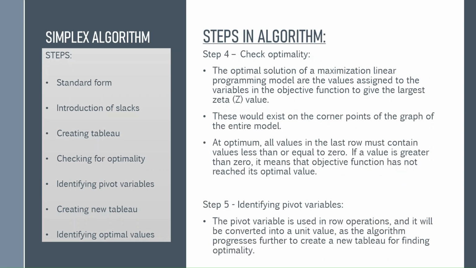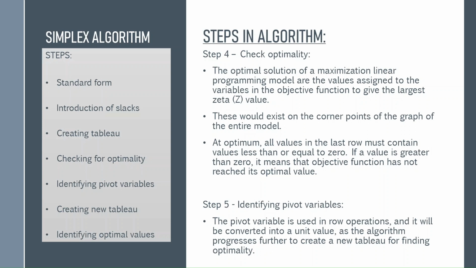Step 4. Check optimality. The optimal solution of a maximization linear programming model is the set of values assigned to the variables in the objective function to give the largest Z value. These would exist on the corner points of the graph of the entire model. At optimal, all values in the last row must be less than or equal to 0. If a value is greater than 0, it means that the objective function does not reach its optimal value.